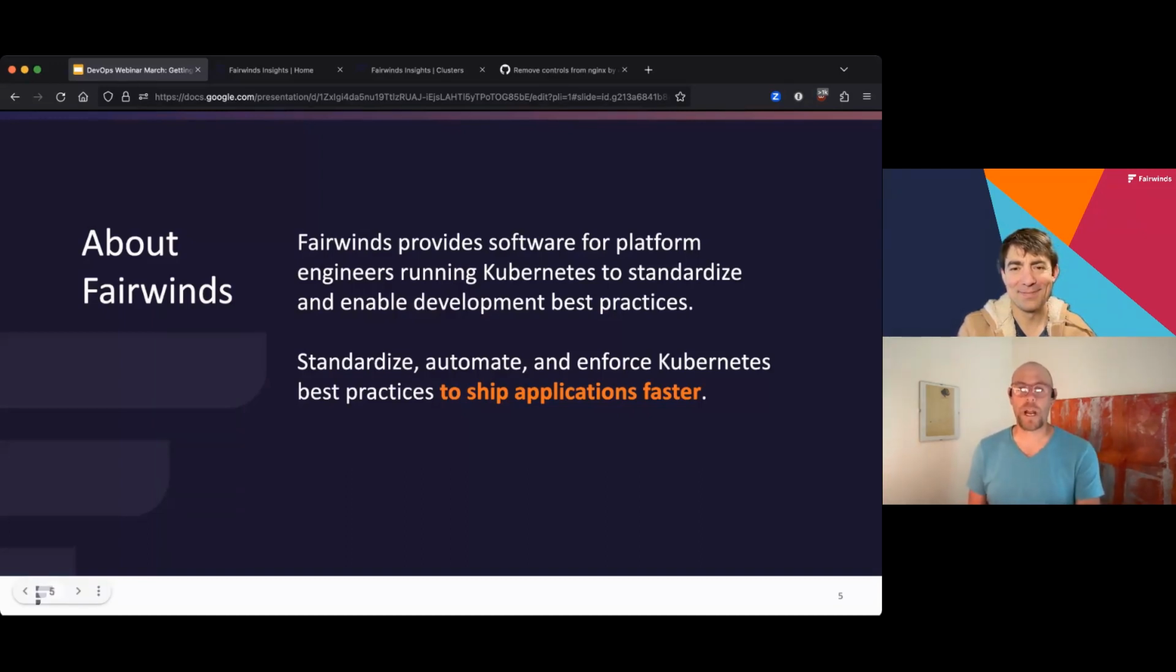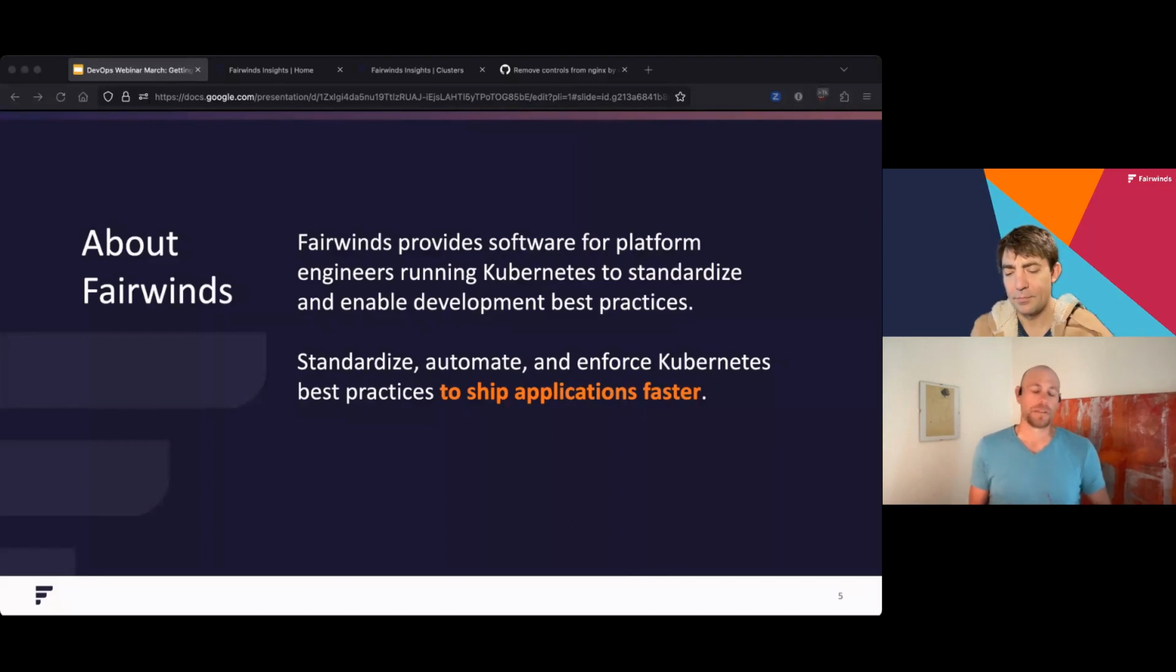Okay, so real quick, why are we talking to you about this? I mentioned we've been talking Kubernetes at Fairwinds for a really long time. I've been involved for a long time thinking all things Kubernetes. Fairwinds has been around for a long time, and we provide software for platform engineers who are running Kubernetes to standardize and enable development best practices. Standardize, automate, and enforce Kubernetes best practices to ship applications faster.